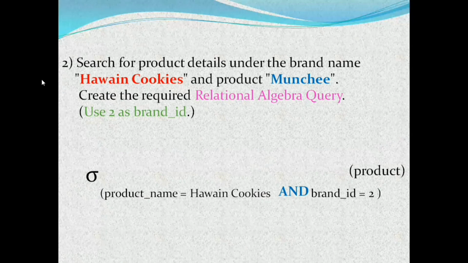So we have 2 conditions. We have the exact product name to find, and we find it. We also have the exact brand, Munchie, to find, and we find it using this formula. And this is the relation table. We got all these details from this table. So that is the meaning of this query.